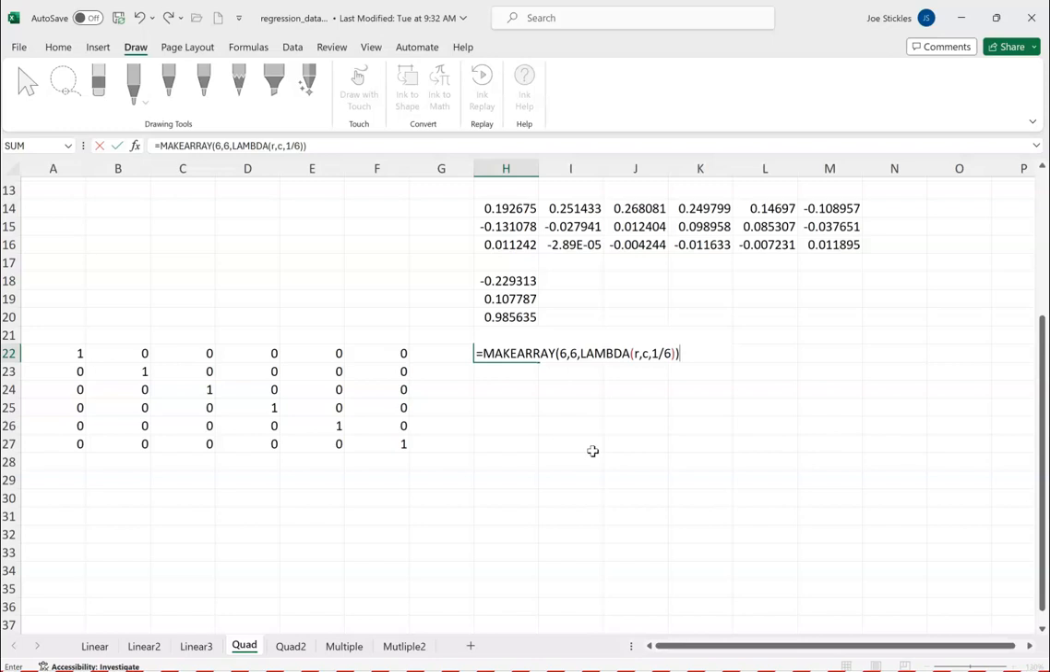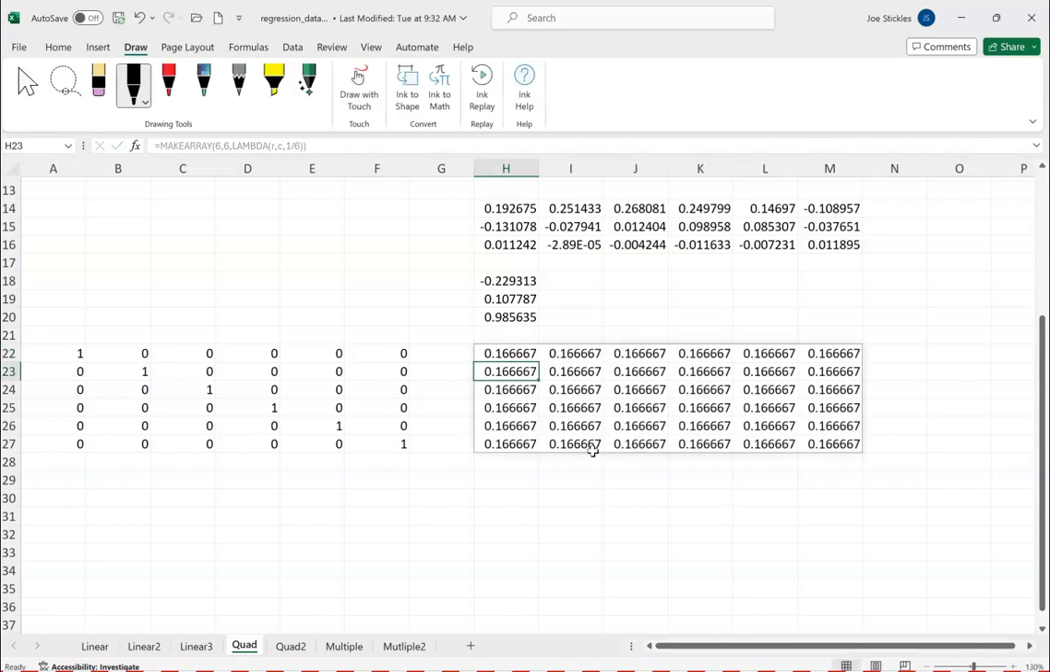The make array argument requires 3 pieces. I could not get this to work just by putting a 1/6 in there. It required a function. So this lambda function works. This lambda function just says, okay, if I put in an R, a row, and a column, then if you had a function defined in terms of row and column, you could put like R plus C in there if you wanted the row R, column C entry to be the sum of the two. You can do it that way. But in this case, we just want a constant function, so we put the 1/6, or the 1 over how many data points we have. And there it is.